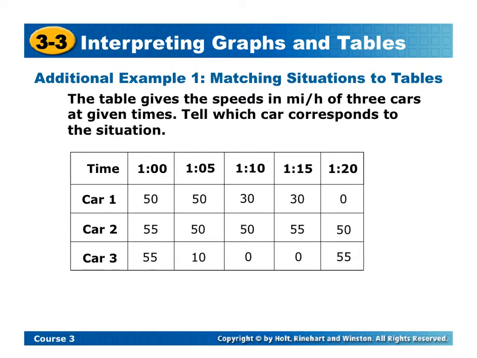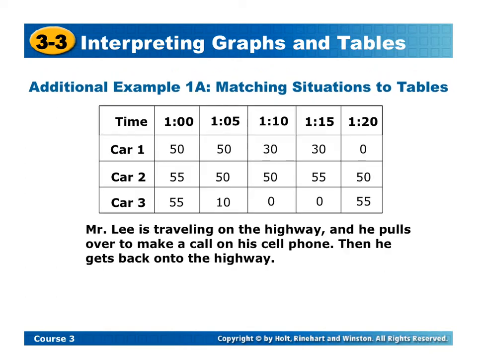So for example, here we have a table that gives the speeds in miles per hour of 3 different cars at different given times. We want to tell which car corresponds to the situation as we're progressing through. So here we have 105, 110, 115, 120. You can see the different speeds for the different cars, and we're going to read through some situations.